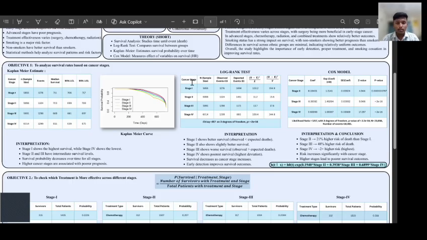As we can see in the Kaplan-Meier curve, it is similar to the Kaplan-Meier estimates. The curve shows that stage 1 has the higher survival probability.